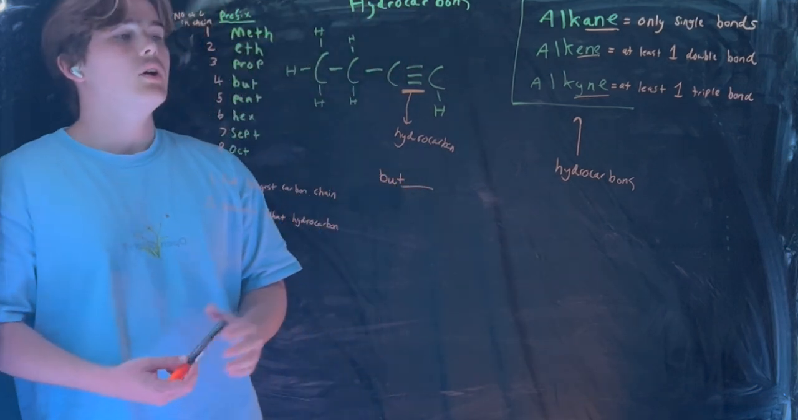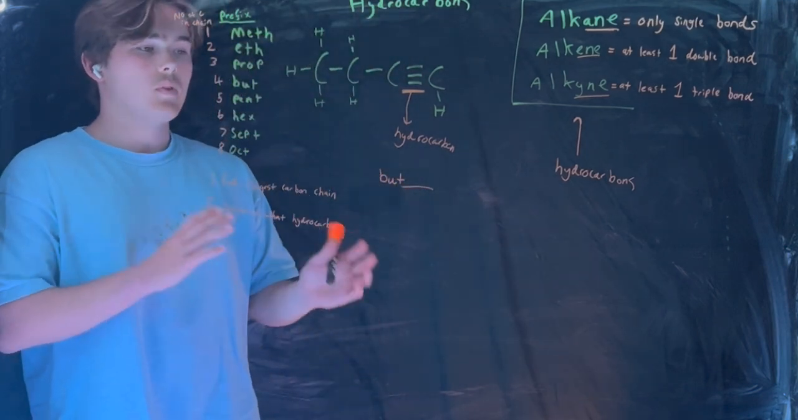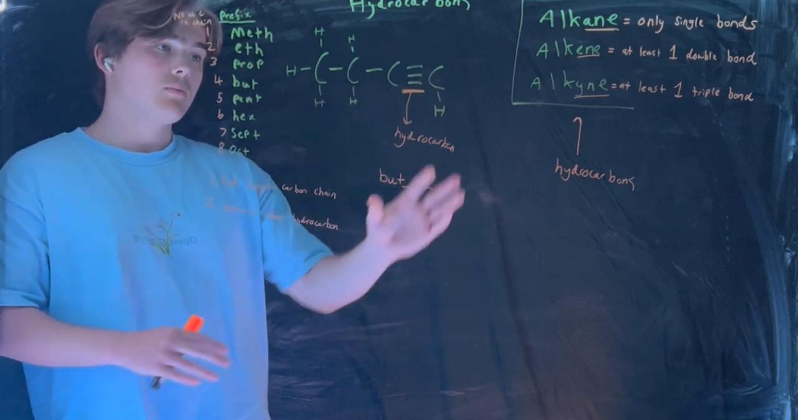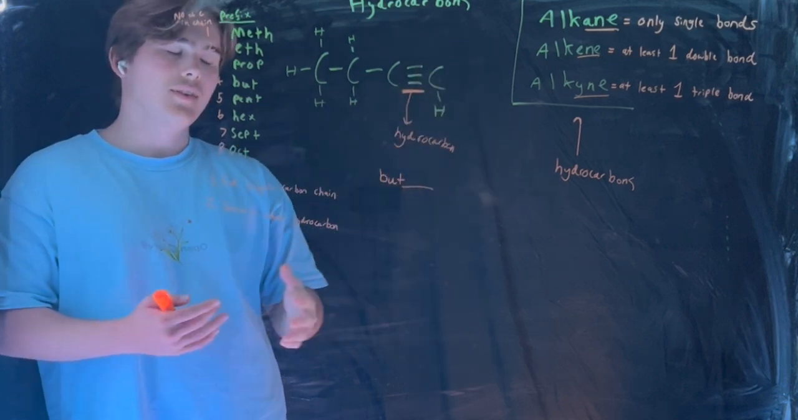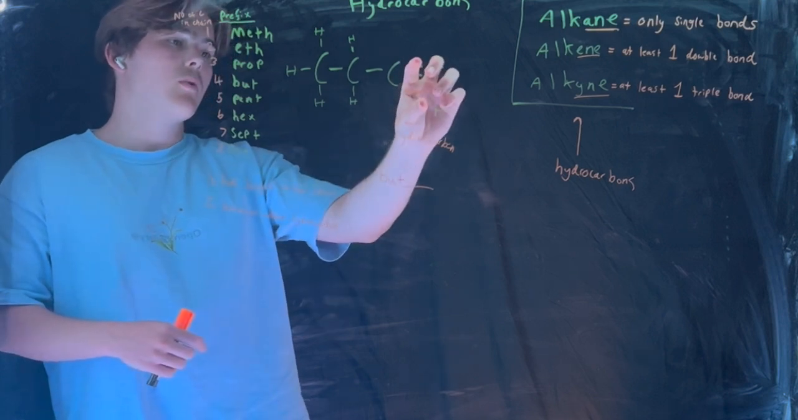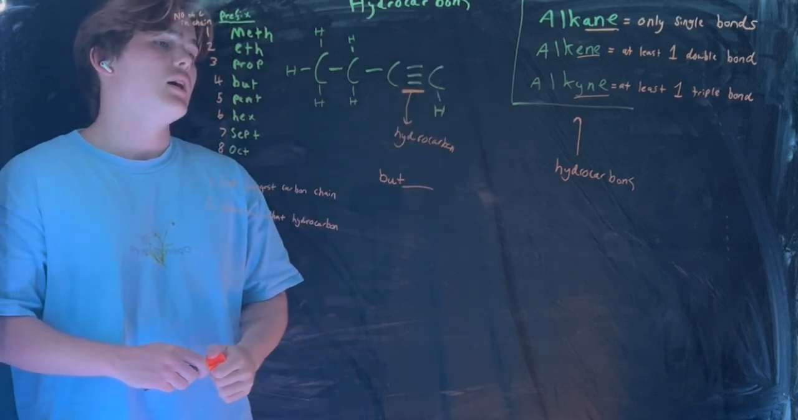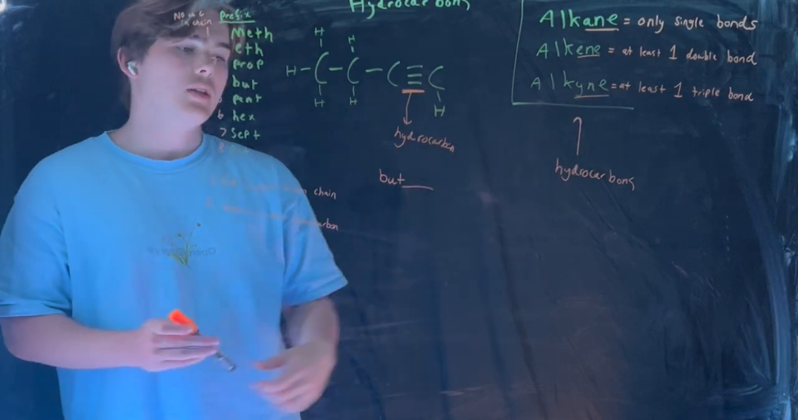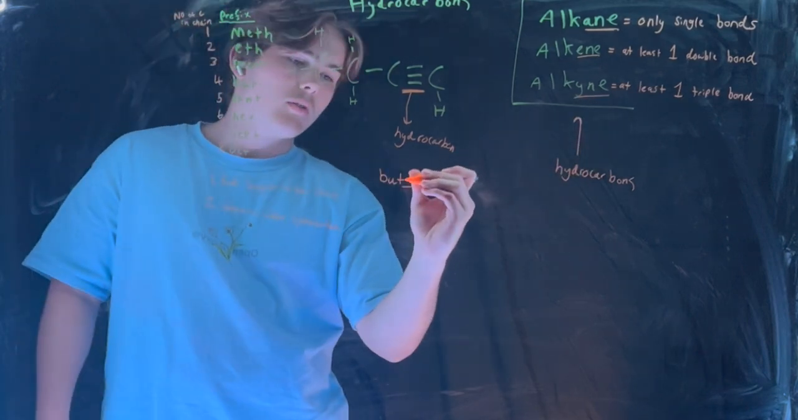Now let's look at the end part. What type of hydrocarbon is it? We have the triple bond here. Triple bond indicating that it is an alkyne. So the suffix is going to be this "-yne" here. So butyne.